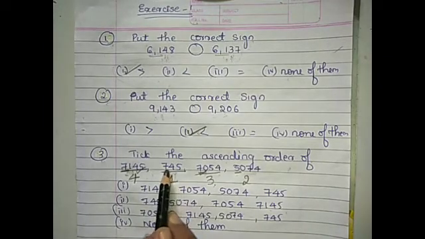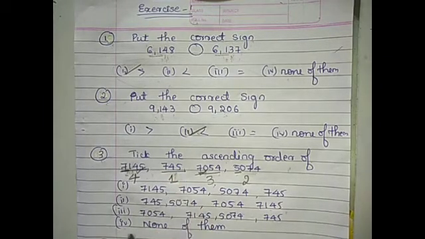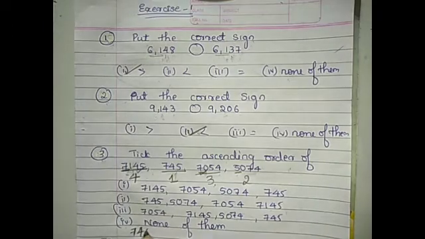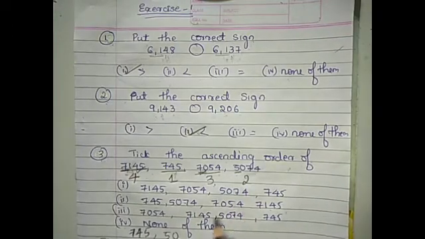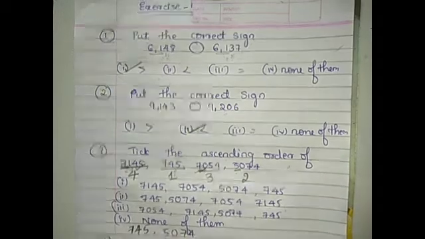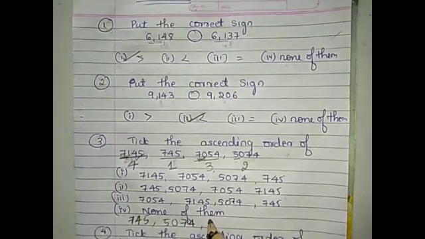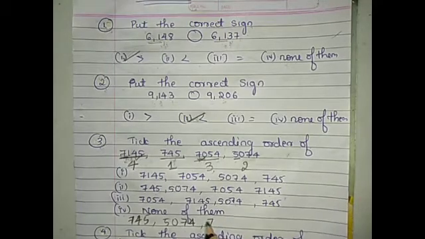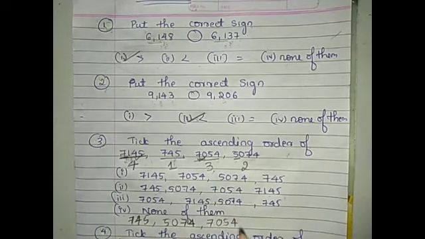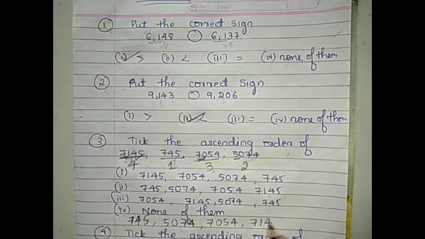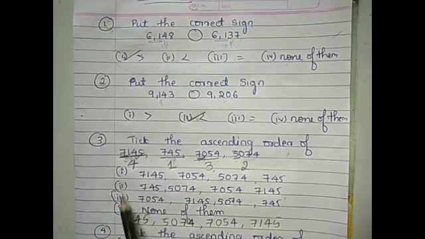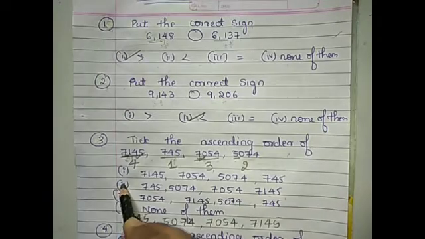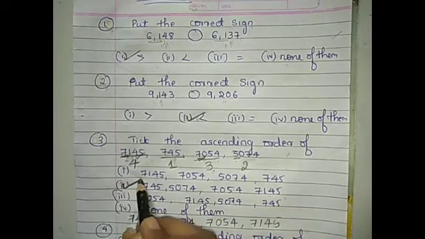First which number will come? 745. Write down here 745. Next which number will come? 5074. Next which number will come? 7054. Next which number will come? 7145. So which option is correct here? The second option is correct. So we have to tick the second option.